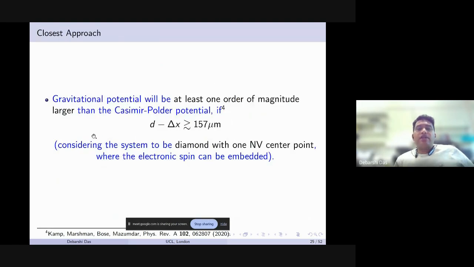So people have calculated the minimum distance between the two masses such that the gravitational potential will be at least one order of magnitude larger than the Casimir interaction. And if we consider the system to be a diamond with a nitrogen vacancy center, where an electronic spin can be embedded in a mass, then such a minimum distance is found to be 157 micron. That means the minimum separation between the two masses must be larger than 157 micron in order to guarantee that gravity is dominant compared to other forces.